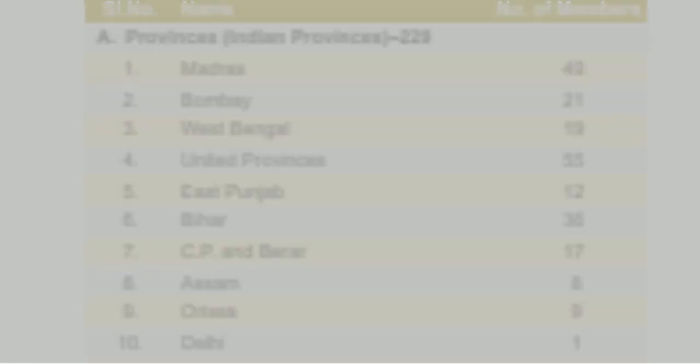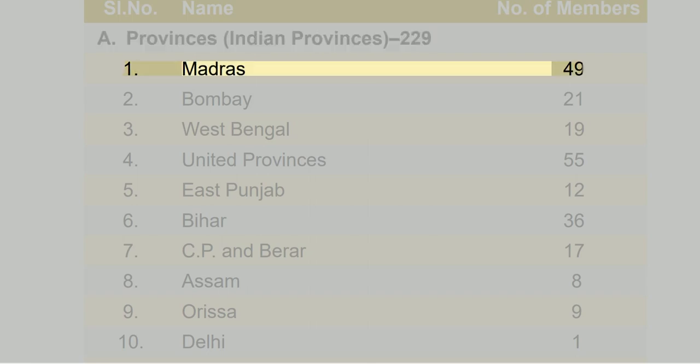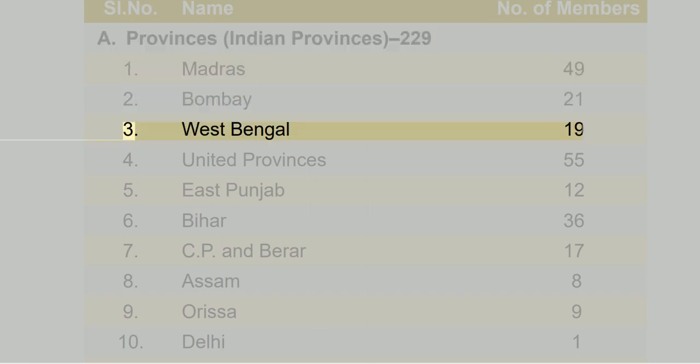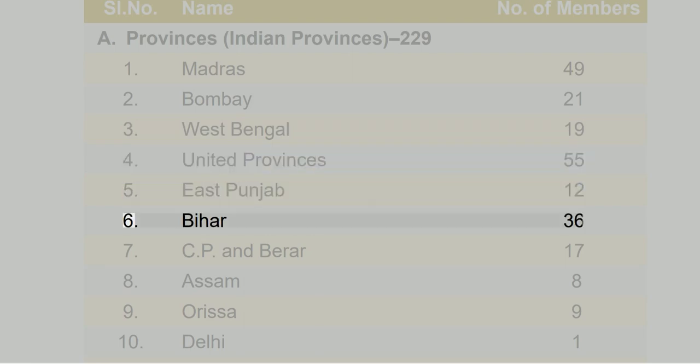Serial number, name, number of members. A. Provinces, Indian provinces, 229. 1. Madras 49. 2. Bombay 21. 3. West Bengal 19. 4. United Provinces 55. 5. East Punjab 12. 6. Bihar 36.